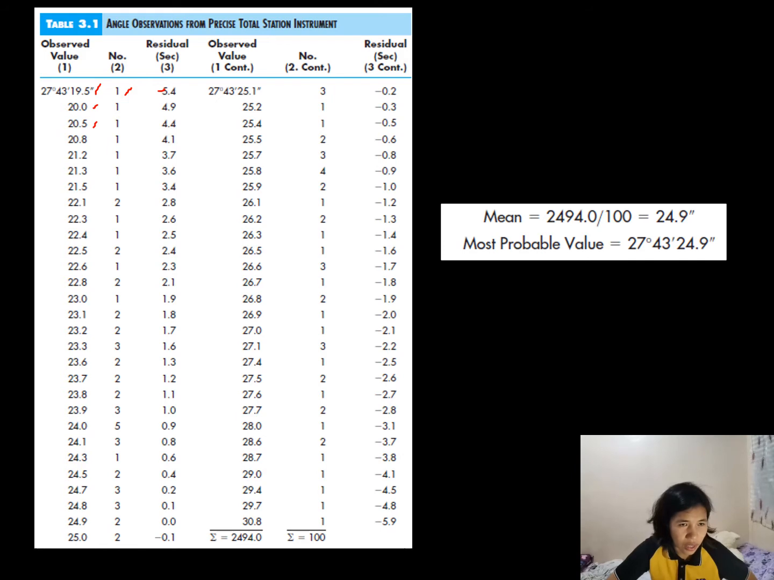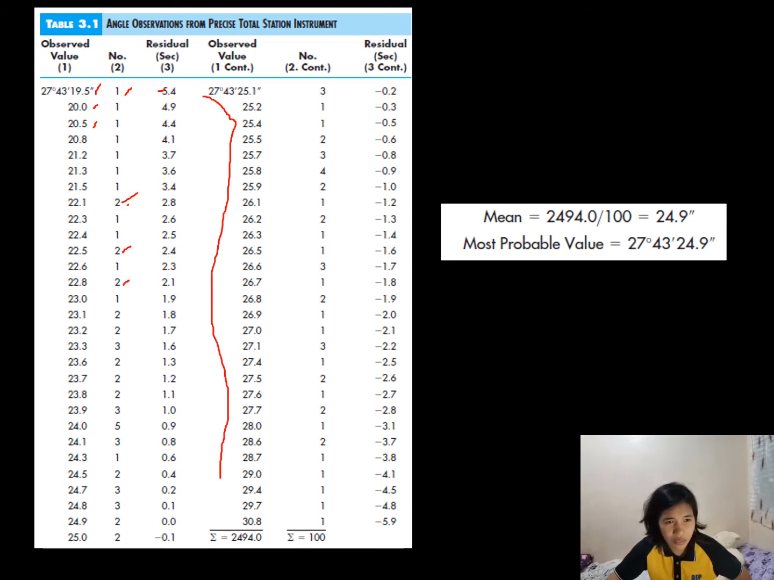This one also next. You have the number of observation. You have 2, dalawang beses na binasa. This one is 2, 2, and so on. So, if we take the sum of all the individual observations, and also this one, we can get the mean of 2494 angles divided by 100, kasi 100 observations all in all. So, the most probable value is 27 degrees, 43 minutes, 24.9 seconds.